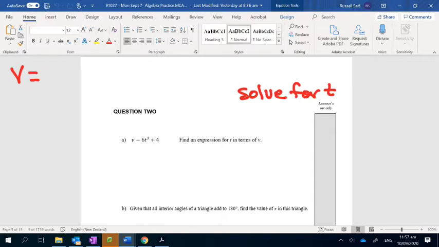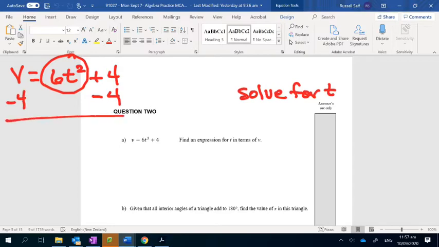V equals 6t squared plus 4. Now remember, here's the term that has the t in it. So what do you think I want to move first? The 4. Right, because it doesn't have anything to do with the t. So let's move it first. And we move add 4 by doing what?